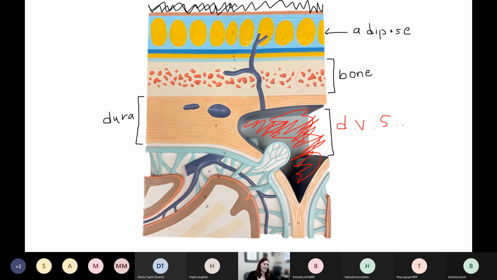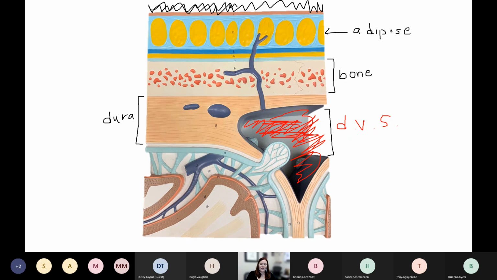Dural venous sinus. Yeah, Hannah's asking if we need to know these things. I'm probably not going to ask you adipose and bone, but I am going to ask you everything else. So make sure we know all of our layers, our spaces, that kind of stuff. But I'm probably not going to use a quiz or test question to ask you about adipose tissue.